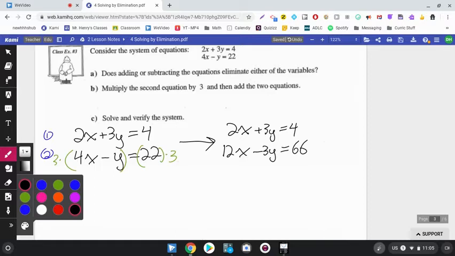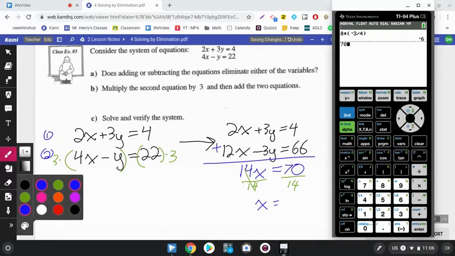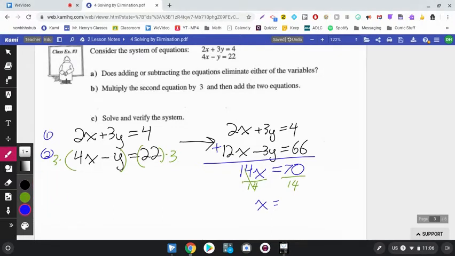Okay? So the reason I did this was I want the same coefficient with opposite sign. And I have that. So now I can say, okay, add these equations together. 12 plus 2 is 14x. 3y minus 3y, gone. Don't even write it. Equals 70. Great. Okay. Solve for x. Divide by 14. Divide by 14. X equals, does this work out? 70 divided by 14? 5. Oh, awesome. And I solved.